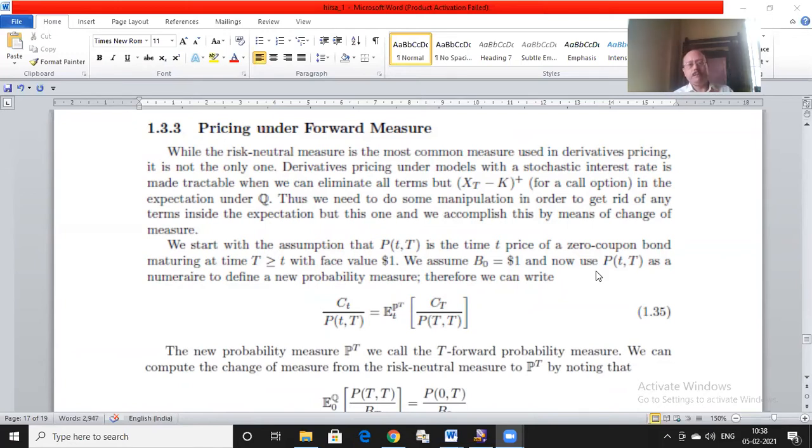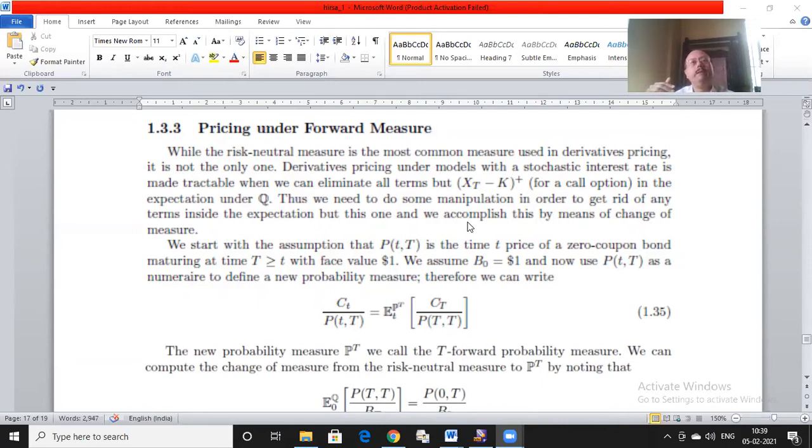So when we have a stochastic interest rate, then the pricing calculation can be made more tractable when we can eliminate all other terms but this X_T minus K, plus. So just the value for the call option, let's say we are talking about an example call option, European call. If I could eliminate all the other terms from inside the expectation, then it would be very easy for me. I just do a one dimension expectation. So we need a little bit of manipulation to get rid of the other random terms inside the expectation. So how do we do it?